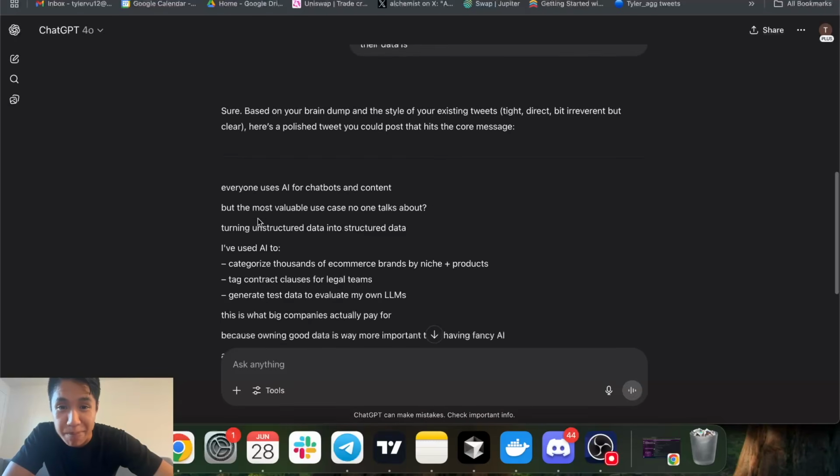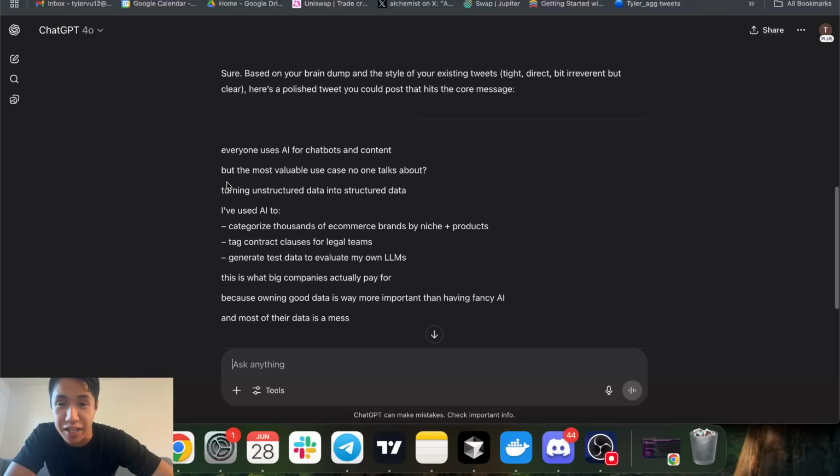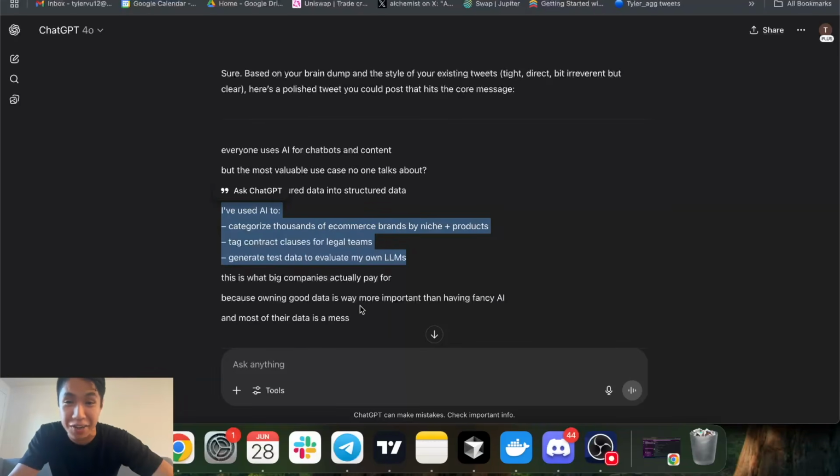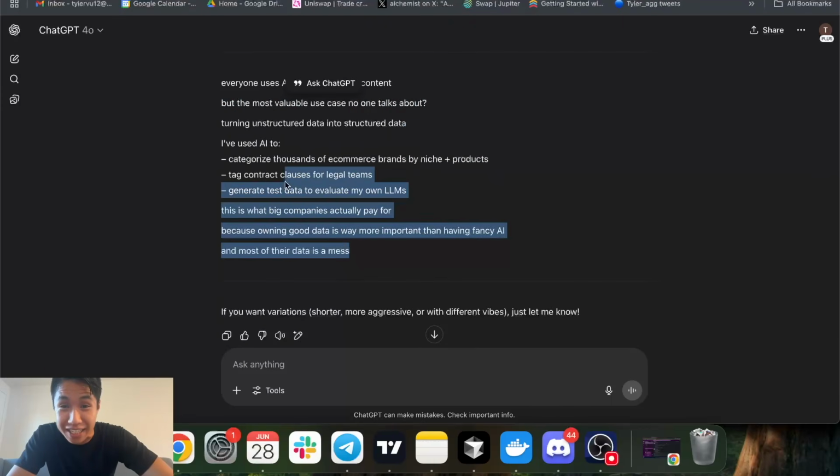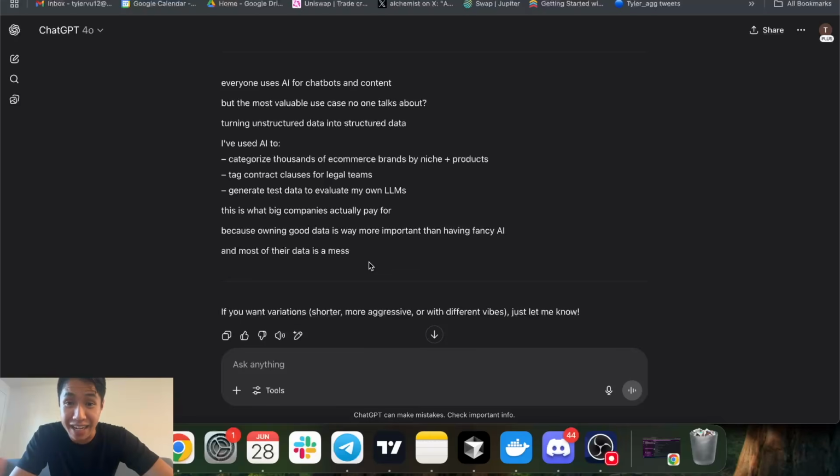Everyone uses AI for chatbots and content, but the most valuable use case no one talks about, turning unstructured data into structured data. I've used AI to categorize thousands of e-commerce brands by niche plus products. This literally sounds like me. Right? Like, maybe I would change this rhetorical question. Maybe you have to change things here and there, which is fine, right? But this writes pretty much exactly how I write, plus or minus maybe a word or two. And again, think about how it does that.